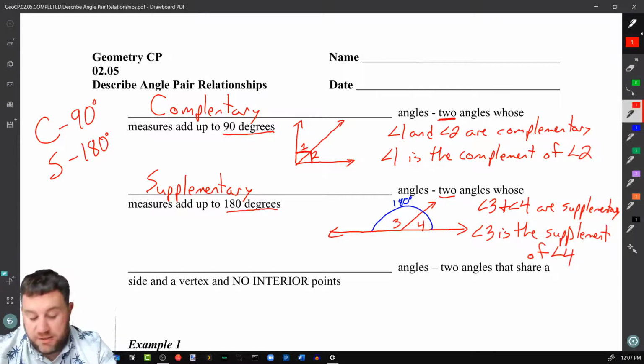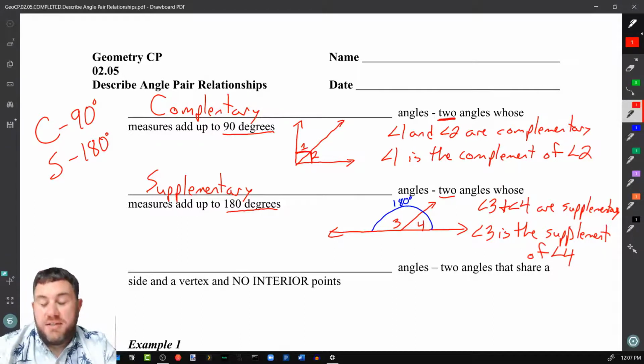And so knowing these two vocabulary words, if we know one of the angles, we can figure out the other one in the pair. So for complementary, if angle 1 is 50 degrees, well, 50 plus what gives us 90 degrees? 40. So we know angle 2 would be 40. For supplementary angles, if we knew angle 4 was 45 degrees, 45 plus what gives us 180? So we would know angle 3 is 135 degrees.